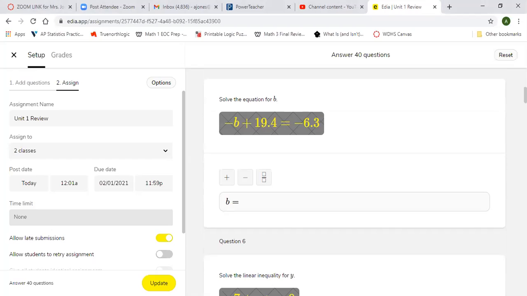Negative b plus 19.4 equals negative 6.3. Again, this is a b. What's on the same side but not with b? A plus 19.4. How do we get rid of it? Subtract 19.4. Again, guys, you can use your calculators. I can do it in my head. I don't care. If you can do that, most certainly. But if you can't, go ahead and use that calculator and you get negative 25.7.